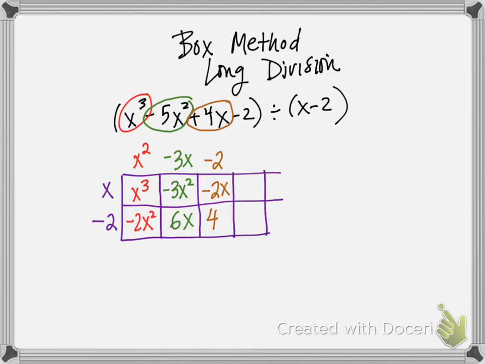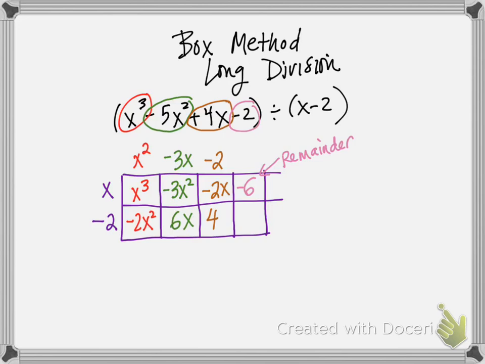So moving on here to my final term, which is negative 2. So 4 and what gives me a negative 2? That would be negative 6. And right now, this negative 6 is actually my remainder. And the reason it's my remainder is I know that there's no number I can multiply here with the x to get a negative 6.